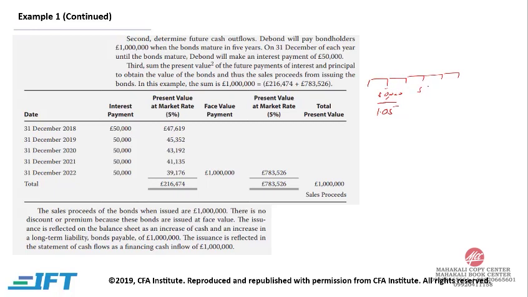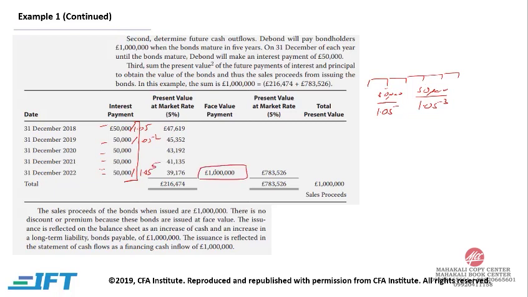So for example, in the 3rd year, 50,000 needs to be discounted by 1.05 raised to power 3. So these are the different interest payments. Each interest payment equals 50,000. This is the market value. So 50,000 divided by 1.05 would be 47,619. This is 50,000 divided by 1.05 raised to power 2. This one would be divided by 1.05 raised to power 5.